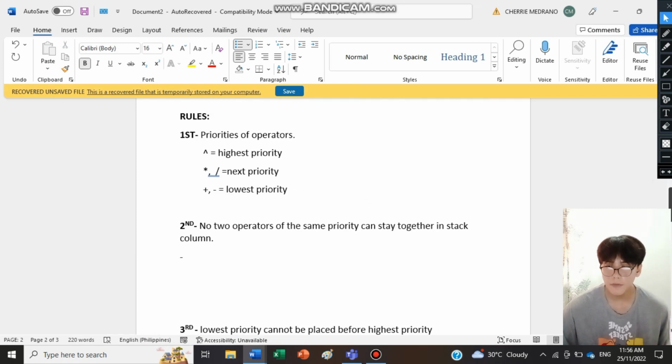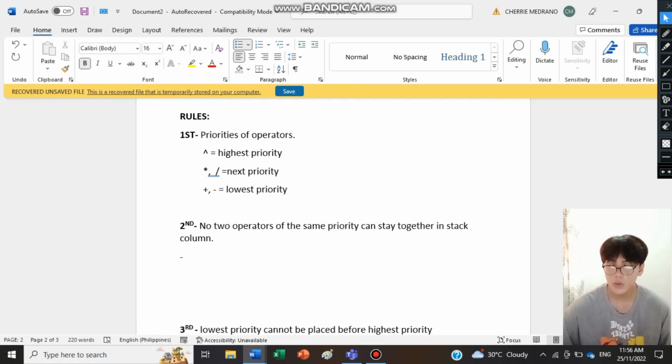So now, before I show you my example, let us first know the 4 rules. The first rule is to know the priorities of operators. We have here the exponent, which is the highest priority, then the asterisk or multiplication and division or slash, which is our next priority, and the plus and minus, which are the lowest priority.